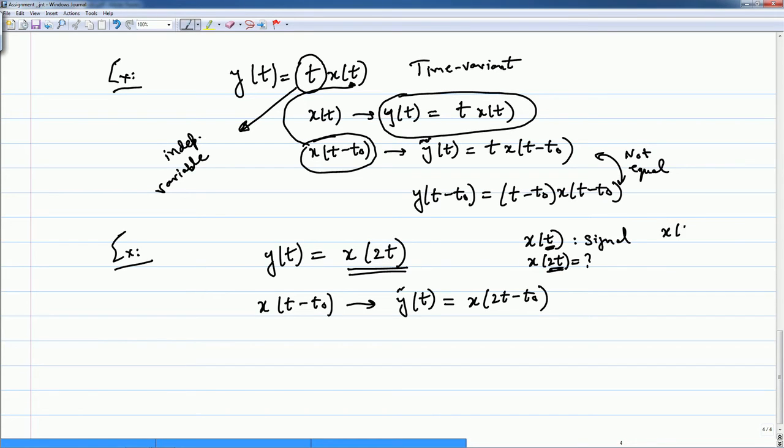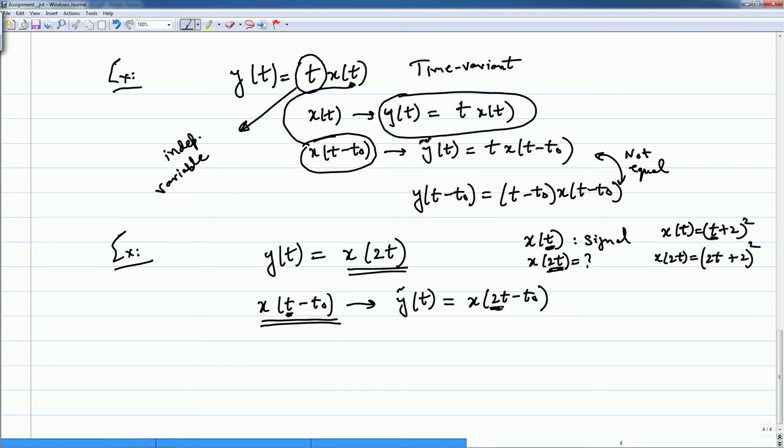So, for instance, x of t could be, I do not know, t plus 2 whole squared. How do I find x of 2t? Wherever I have t, I should put 2t. I should not touch anything else. I am not allowed to touch anything else, right. So, x of t is some function of t. What is x of 2t? Wherever I have t, I should put 2t. Now, the question that is being asked here is, the input function x of t is x of t minus t naught, right. What is x of 2t? Instead of t, I should put 2t.